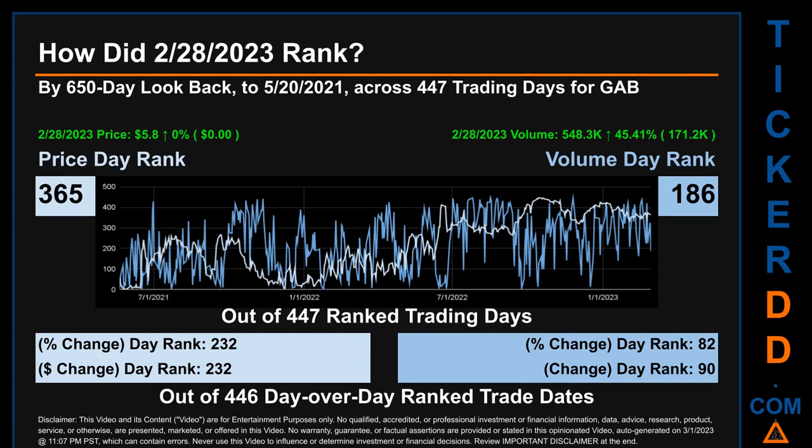The line graph overlays price and volume's daily ranking, as shown respectively in light versus dark blue, across those target trading days. In this view, essentially the dips are good whereas the spikes are bad. The price's day-over-day percentage change, jumping 0% on February 28, 2023, had a day rank of 232 while its dollar difference of $0 had a rank of 232 when compared day over day across 446 trading days. Volume's percentage change and difference were ranked respectively at 82 and 90.